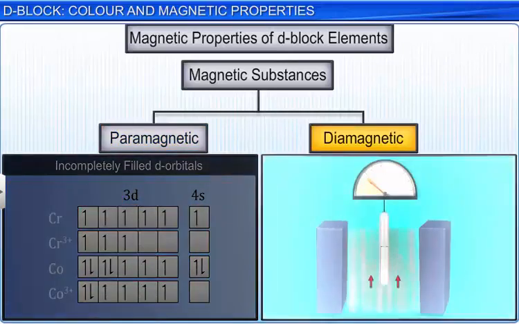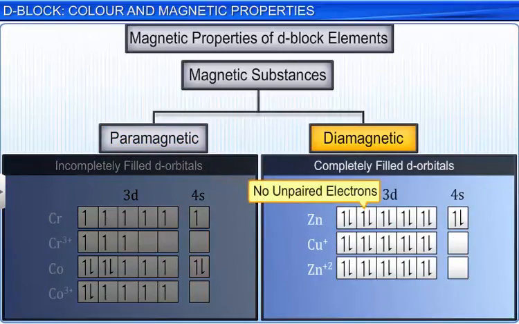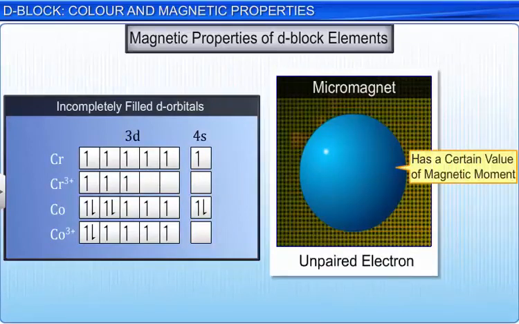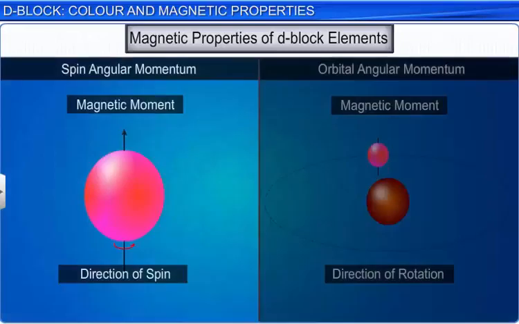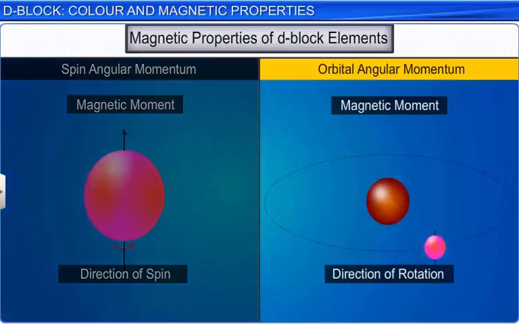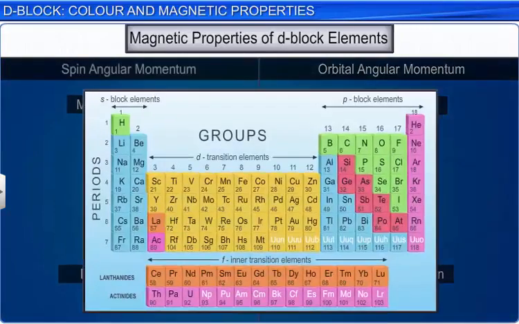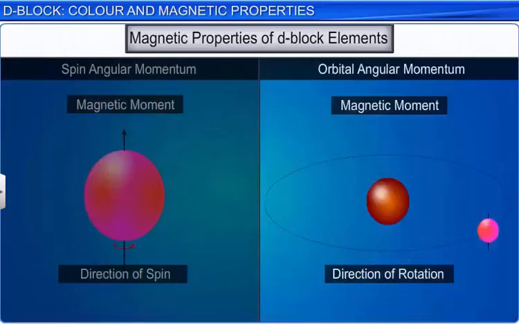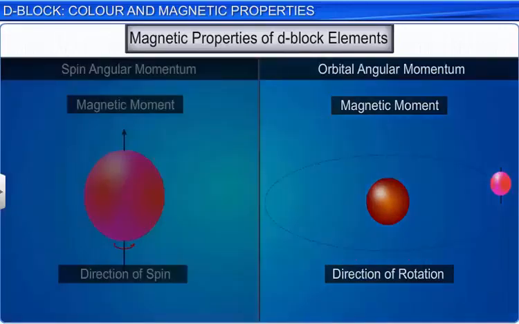Every unpaired electron is regarded as a micromagnet with a certain value of magnetic moment. The magnetic moment of the electron is due to spin angular momentum. However, for 3d series of elements, the orbital angular momentum of the electrons is small, and hence its contribution in these elements can be ignored. Therefore, the observed magnetic moment for these elements is determined by the spin-only formula.